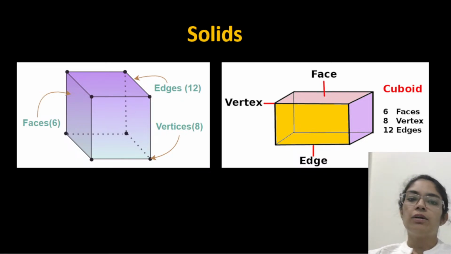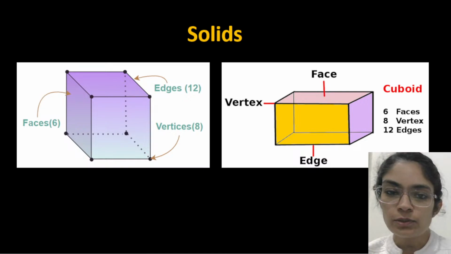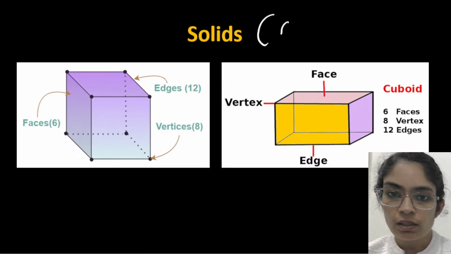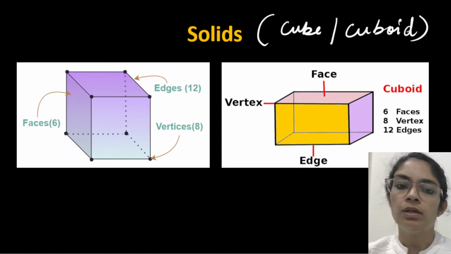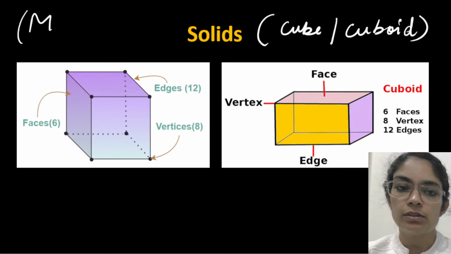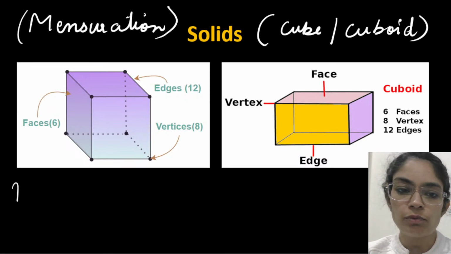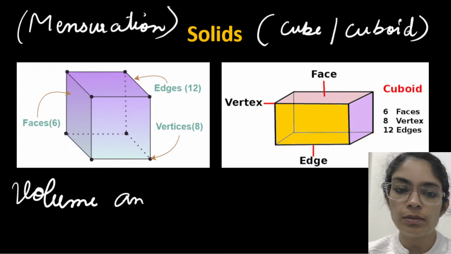The solids we are going to do here. In solids, there are two types of solids, cube and cuboid. Cube and cuboid related questions we will do. So the name of the topic is solids and this is a part of mensuration. Mensuration means where we solve volume and surface area related questions.